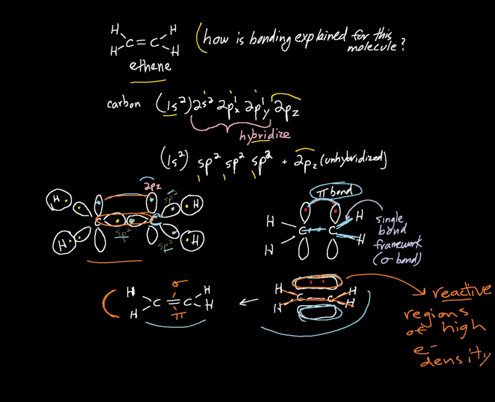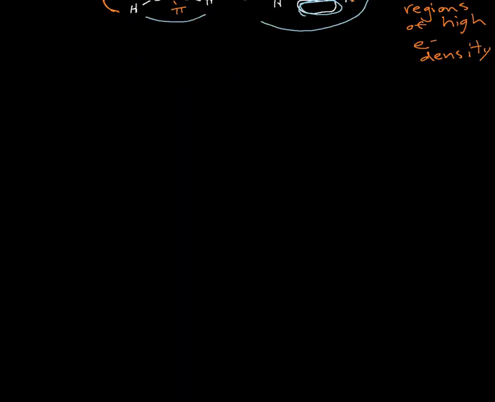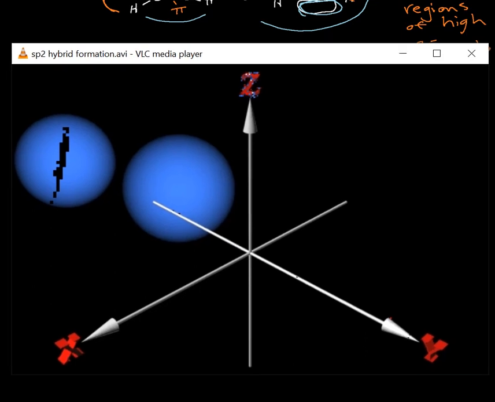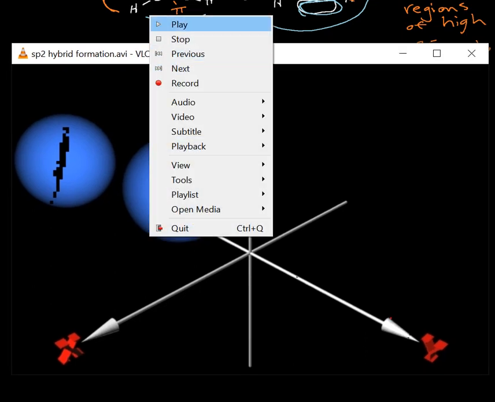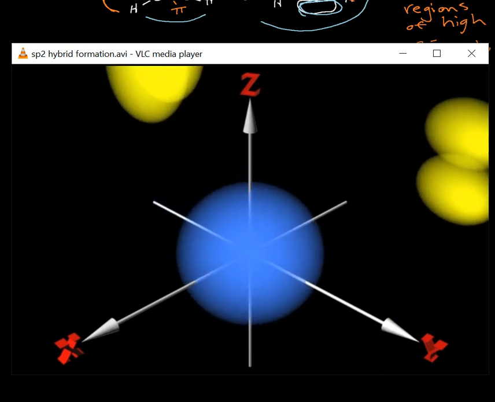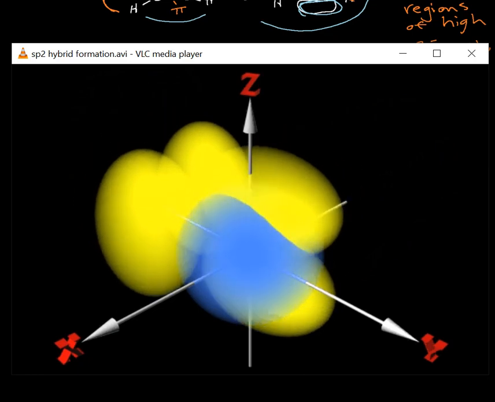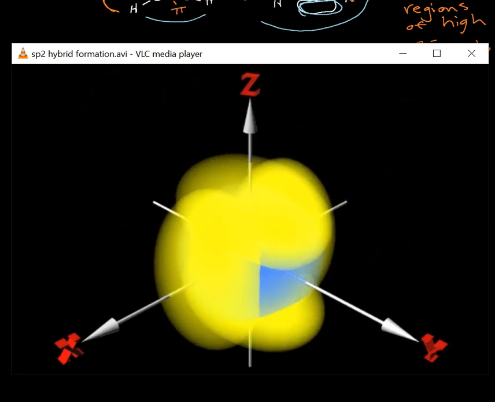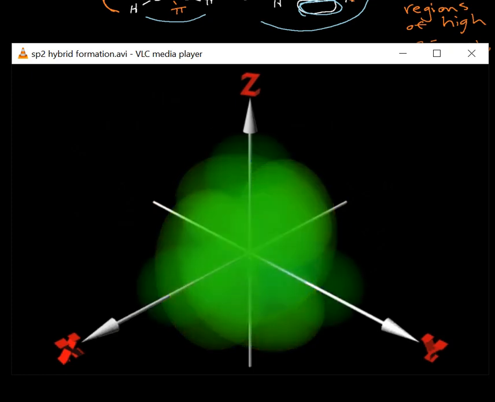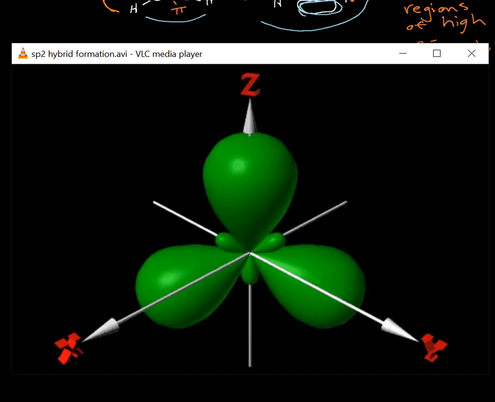So we can take another look at this. So here's our sp2 hybrid orbital formation. Here comes the s orbital and two p orbitals. So sp2 is simply an s and two p's hybridized into three sp2 hybrid orbitals with trigonal planar geometry.